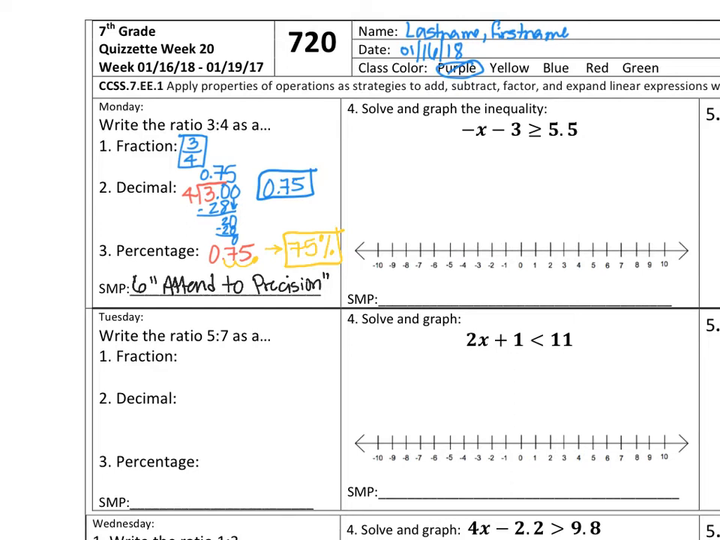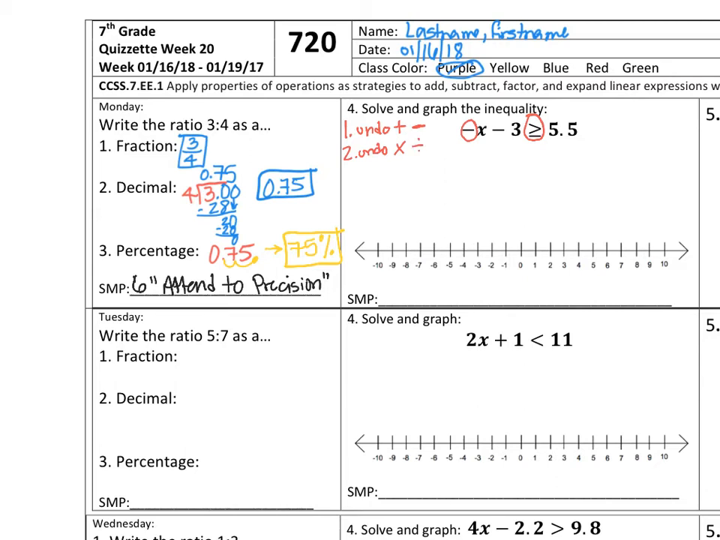Now let's look at number 4. I can already tell you that on number 4, I noticed something. I have a negative coefficient on the variable. And when you have a negative coefficient on the variable, your inequality is going to end up flipping. So I circled it because I have to keep that in mind, and I have to remember that on my very last step. Now this is a 2-step equation. The very first step is to undo addition or subtraction. Then the second step is to undo multiplication or division.